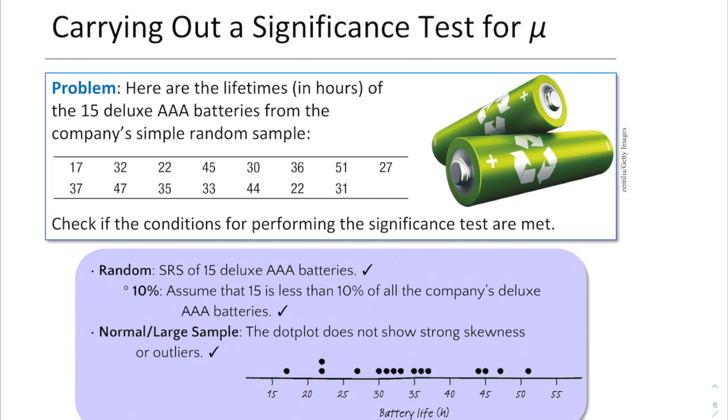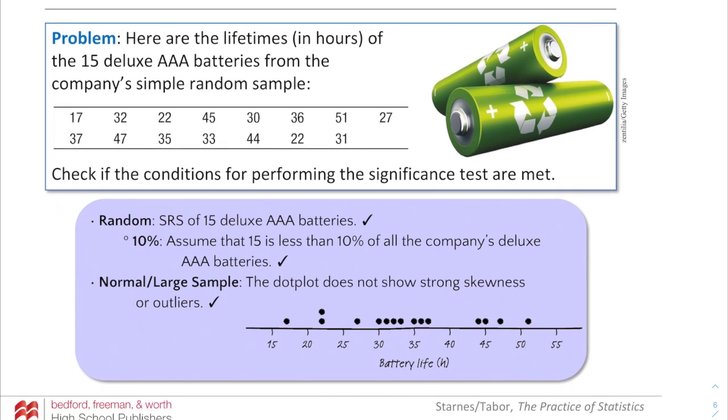Well, it already says that it's a random sample of 15 deluxe AAA batteries. We can assume that 15 is definitely less than 10% of all the batteries that the company creates. And then we do not know the population distribution shape, and 15 is less than 30. So the only way to check for normality is to look at a graph of the sample data. So they provided a dot plot here. And remember, you're just looking for any signs of strong skewness or outliers, which are not present here. So all the conditions check out for this example.